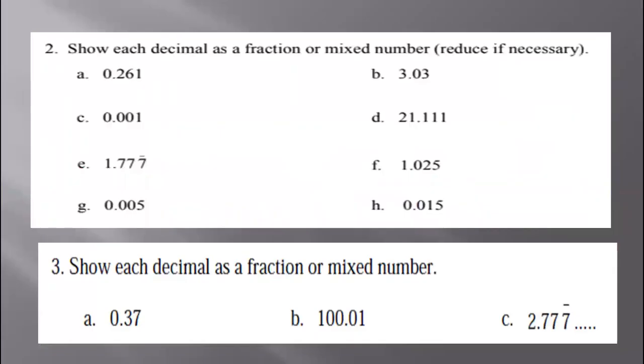And here are some questions. Show each decimal as a fraction or mixed number. Reduce if necessary. 0.261 is 261 thousandths, which equals 261 over 1,000. 3.03 will equal 3 and 3 over 100. 1 thousandth is 1 over 1,000.